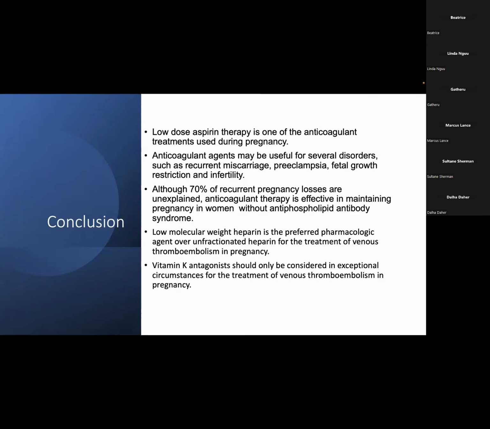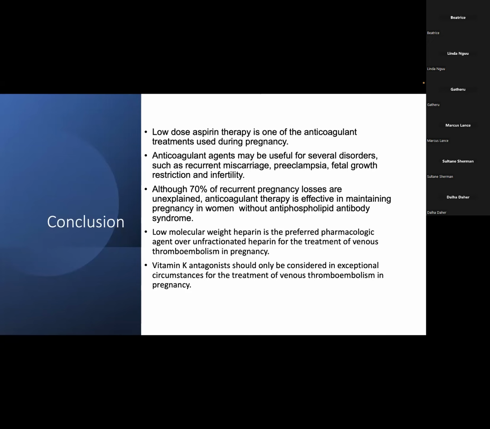This is in conclusion. Although 70% of recurrent pregnancy losses are unexplained, anticoagulant therapy is effective in maintaining pregnancy in women without antiphospholipid antibody syndrome. Apparently, it improves placental blood flow and therefore improves fetal viability.